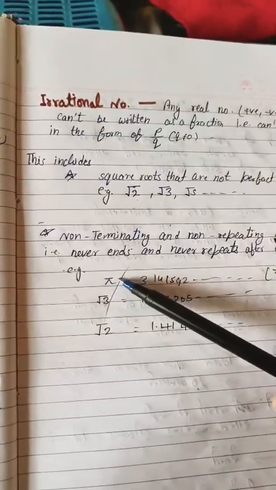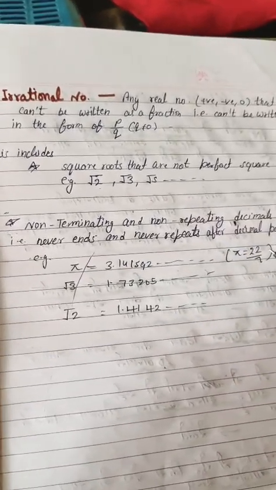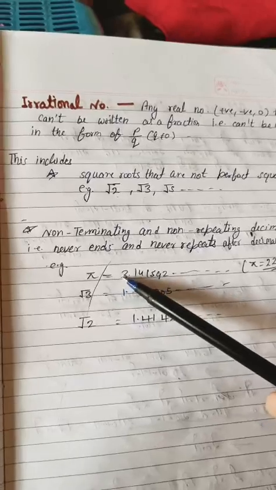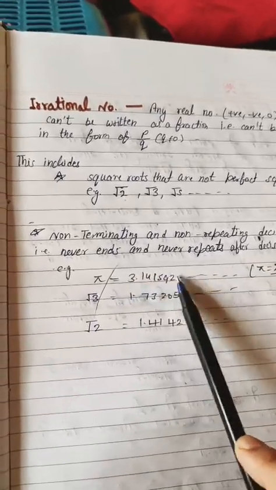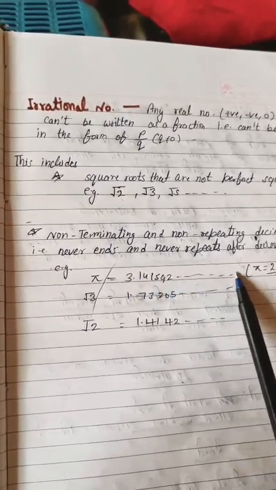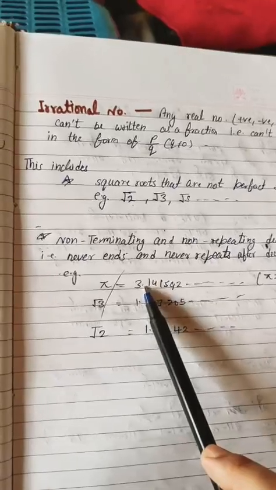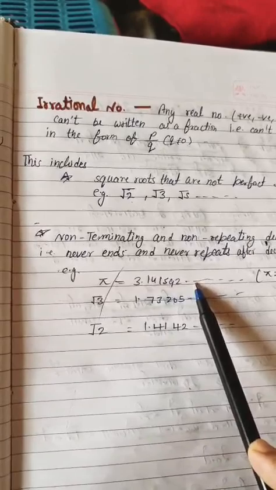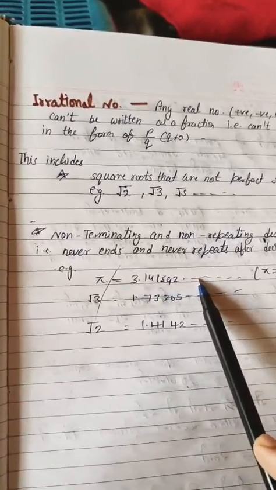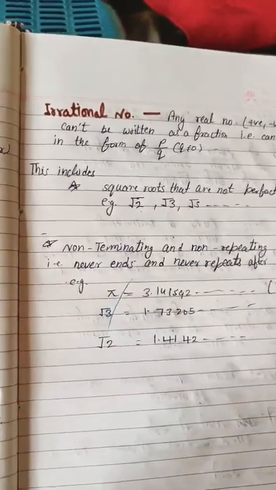Let me take the example of pi. The value of pi is taken as 22 upon 7. When we divide 22 by 7, the answer is like this, 3.141592. Now look here, this calculation never stops. You can continue it. When we check the digits after the decimal, they are all different. There is no digit repeating itself, and it also never stops. Therefore pi is an irrational number.